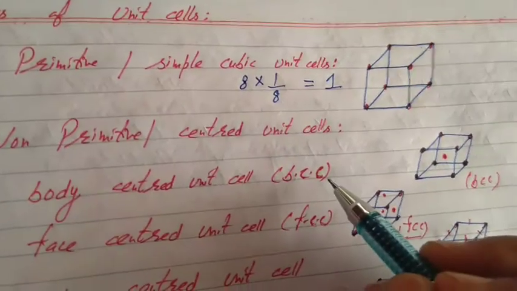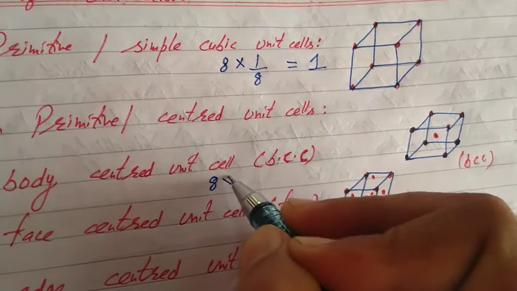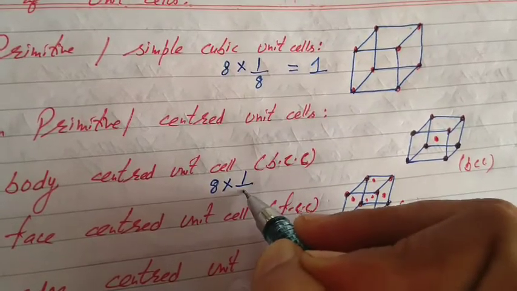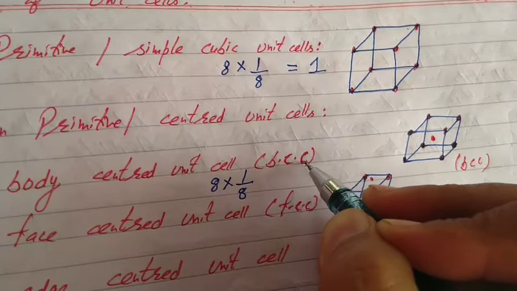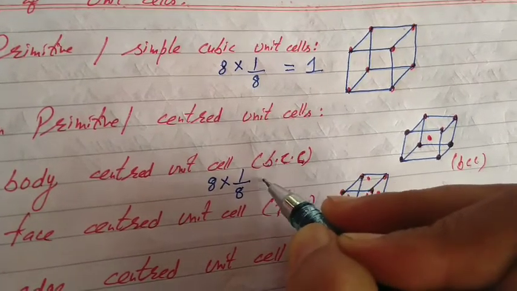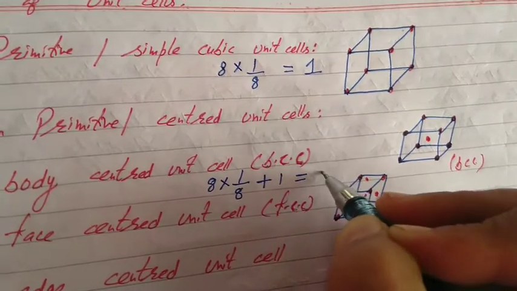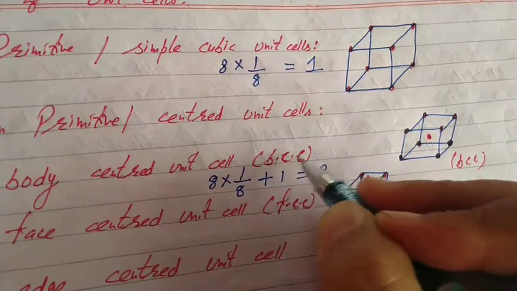Second, BCC, particles at corners. There are 8 corners. Contribution at corner is 1 by 8. Particles at corners plus 1 at the body center. Body center is free. Students, how many particles are total? 1 plus 1, 2. In BCC, total particles are 2.